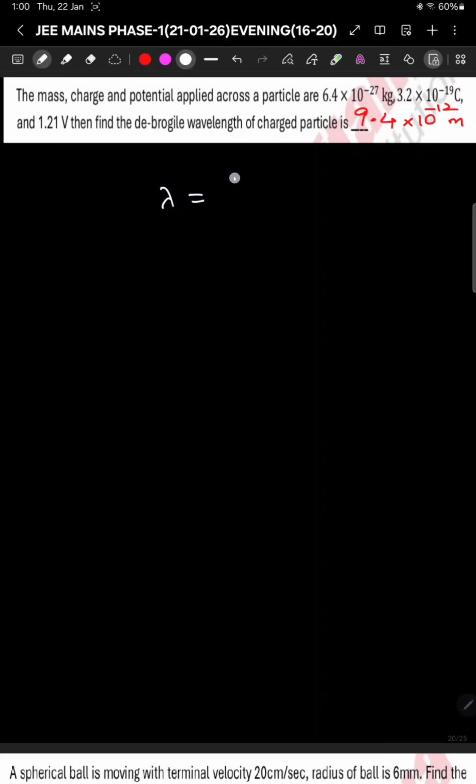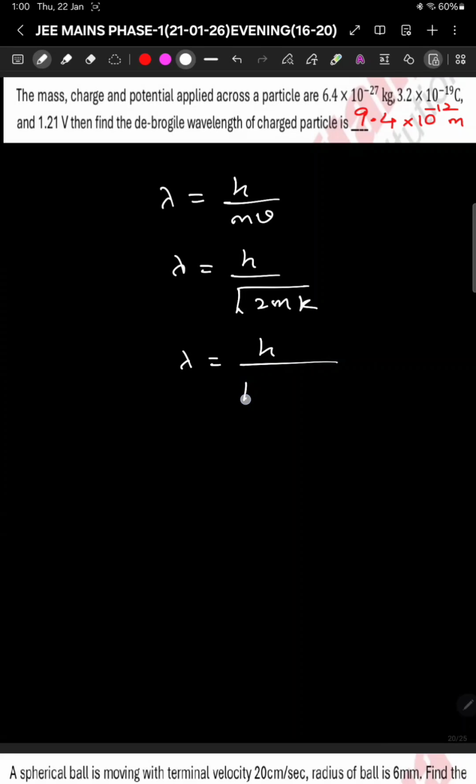De Broglie wavelength formula: lambda equal to h by mv. H by momentum, and the momentum formula can be written as root of 2mK. Again, kinetic energy can be written as Vq. So here the mass of the particle is given, potential difference given, charge of the particle is given, h value we know, you can find the lambda value. You'll get the answer 9.4 into 10 power minus 12 meters.